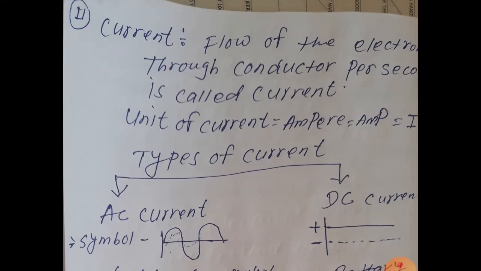Current. The flow of electrons through a conductor per second is called current. Voltage means the force of the electrons, and current means the flow of electrons through a conductor. Voltage always gives the force for the flow of electrons, but current is the flow of electrons through the conductor per second. The unit of current is the ampere, and the symbol is capital letter I.